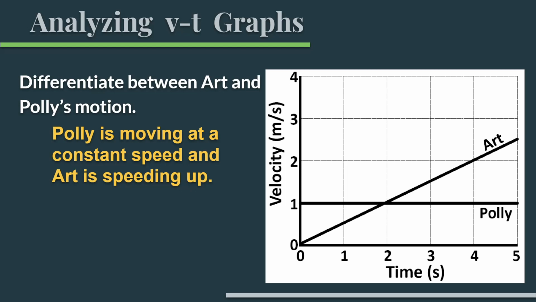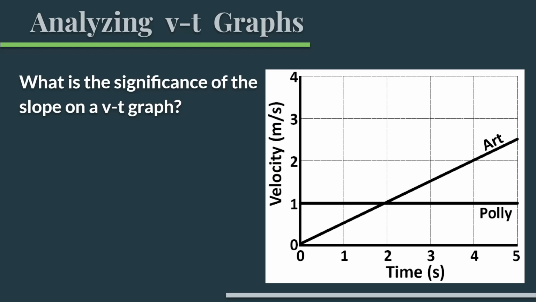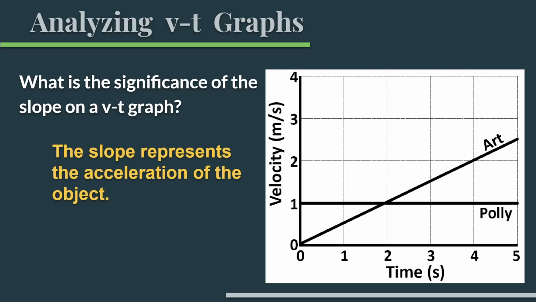All right. What is the significance of the slope on a VT graph? This was in the notes yesterday. It's the acceleration. Guys, remember, slope is rise over run. Rise, in this case, would be change in velocity over time. Change in velocity over time is the definition. It's the equation for acceleration. So the slope on a VT graph is the acceleration of the object.